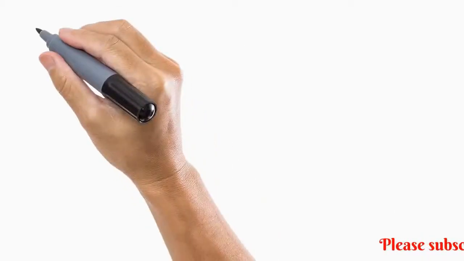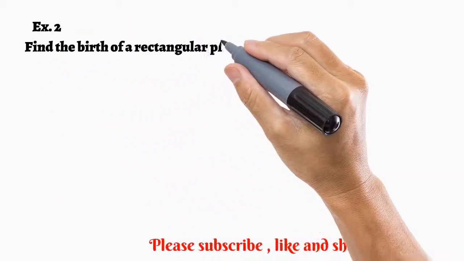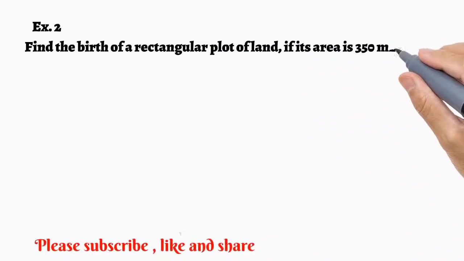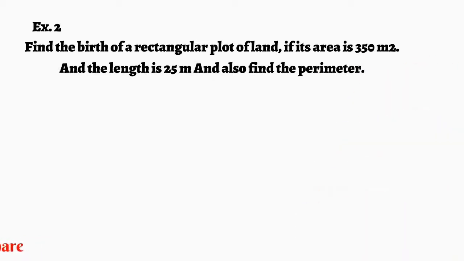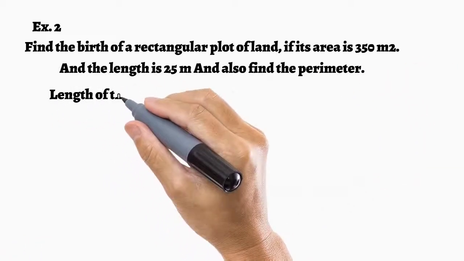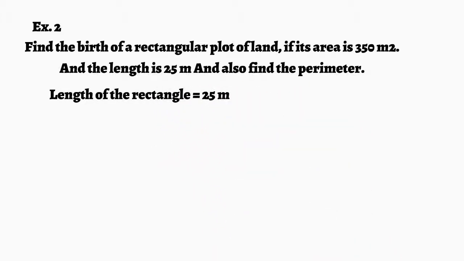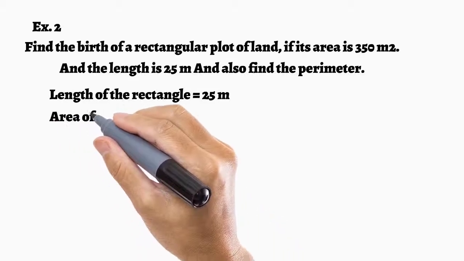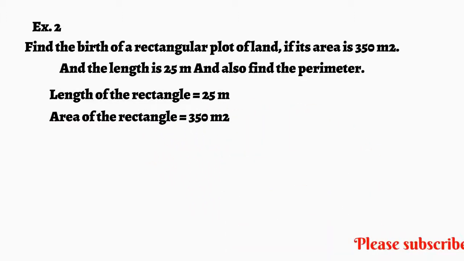Exercise 2. Find the breadth of a rectangular plot of land, if its area is 350 meters square and the length is 25 meters, and also find the perimeter. First, what will we do? Write down the available details from the question. Here the rectangle length is available, that is 25 meters. Next, the rectangle area is also available: the area of the rectangle is 350 meters square.